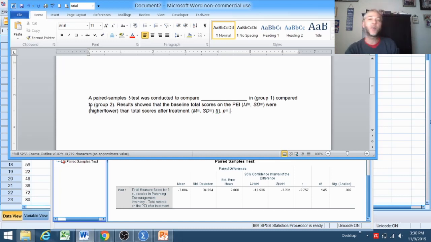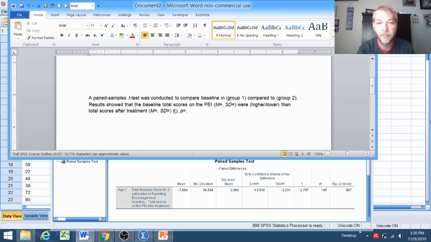Or if you want, go ahead and put it on pause for just a moment and write it out yourself, just kind of as a practice, and then flip it back on and see how you did as far as this goes. So let's see. A paired samples t-test was conducted to compare baseline and after treatment scores on the PEI for the entire sample.